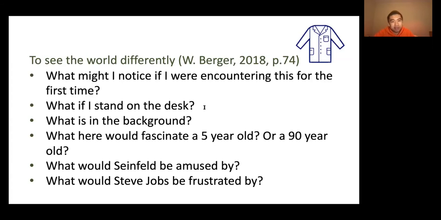The second question is, what if I stand on the desk? Similar to my example of the street, you start looking at this problem or situation from a different point of view, from height. What is in the background? Sometimes we focus too much on the details and don't really see the big picture. What other factors come into us understanding the situation when it comes to being creative? What would fascinate a 5-year-old or a 90-year-old? Switching these lenses between different people's perspectives is also a really useful technique to think about ideas and problems in a different way. What would Seinfeld be amused by?